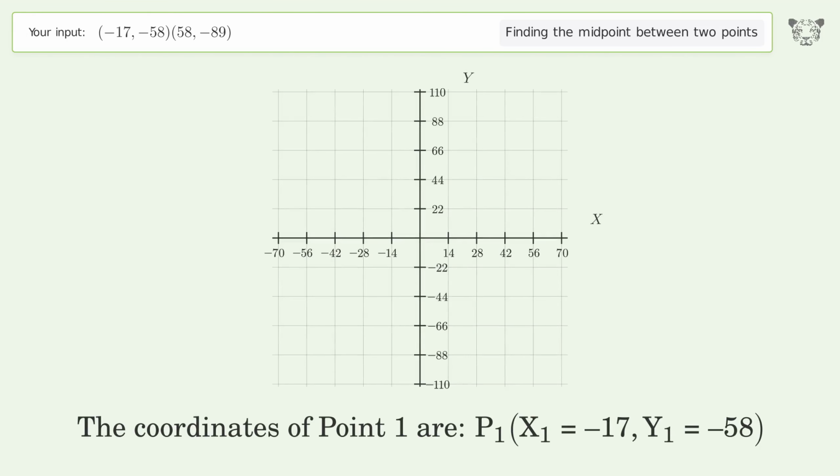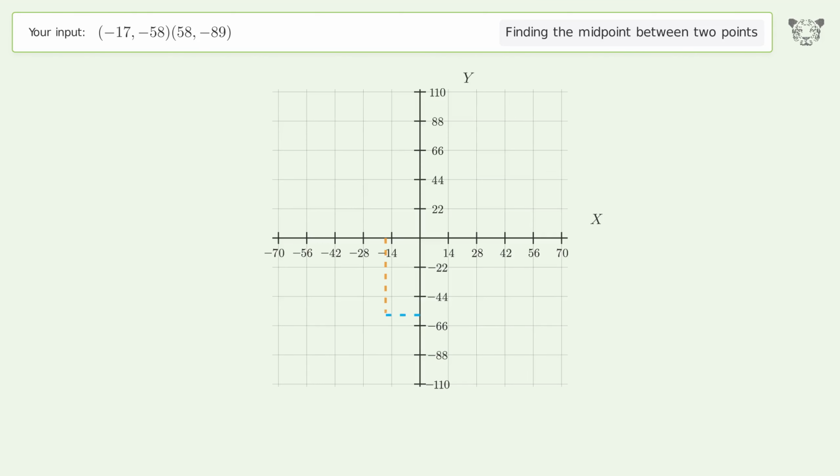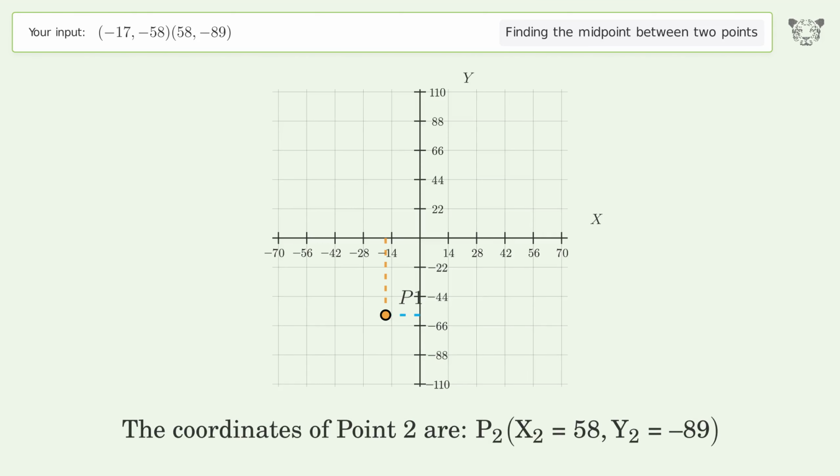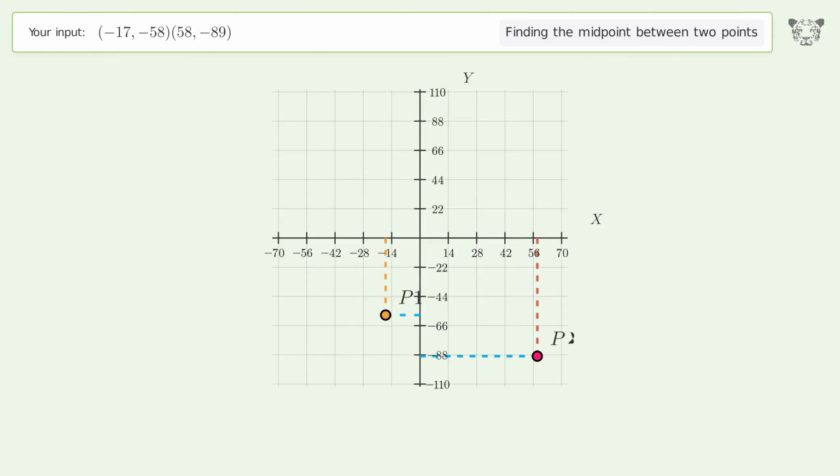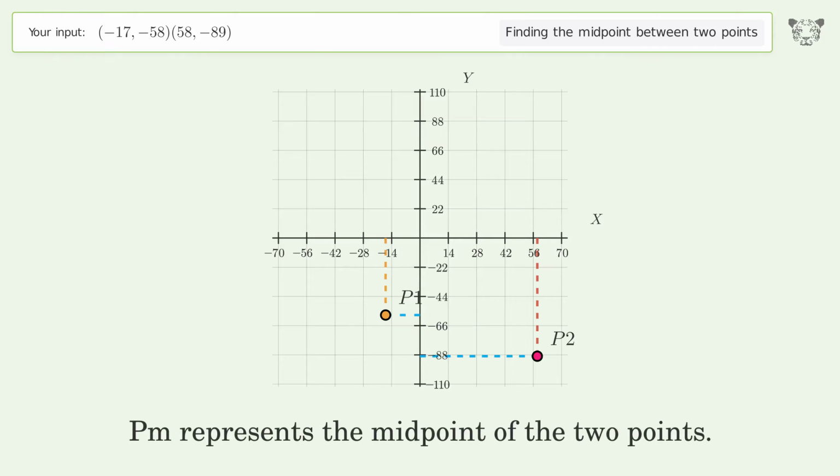The coordinates of point 1 are, x1 equals negative 17, y1 equals negative 58. The coordinates of point 2 are, x2 equals 58, y2 equals negative 89. PM represents the midpoint of the 2 points.